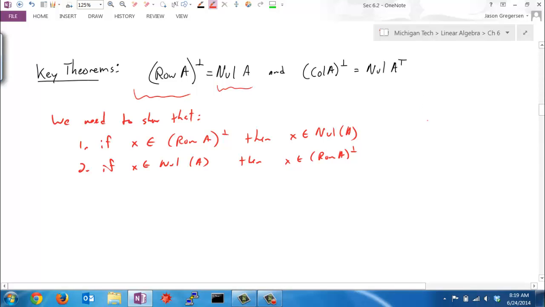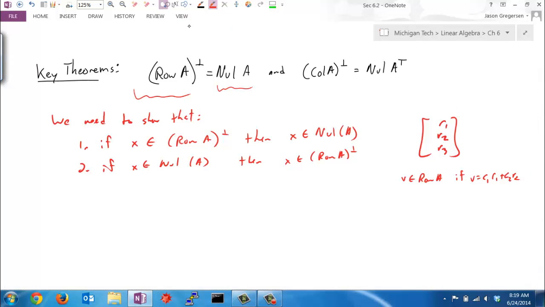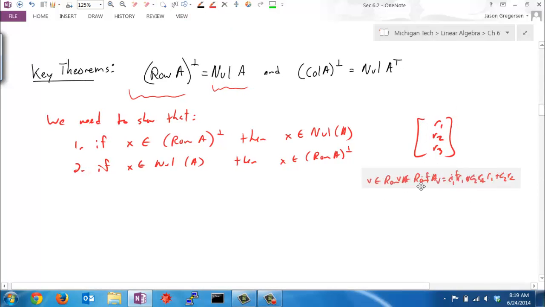All right, so if I have some matrix, I'm going to call the rows row 1, row 2, row 3, dot, dot, dot, whatever it's going to be. Then I'll say V is in the row space if V is some linear combination of the rows: C1R1 plus C2R2 plus dot, dot, dot, plus CNRN. Right, it's a linear combination of the rows.